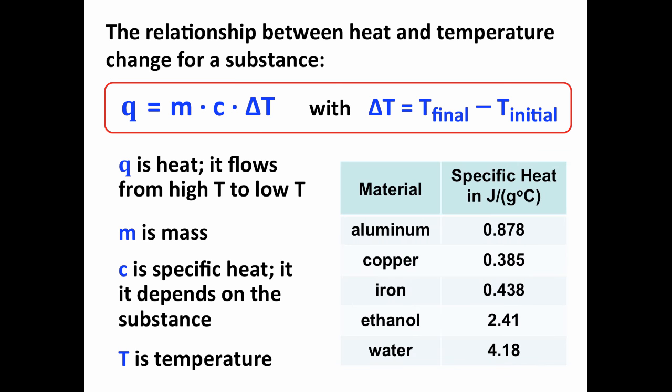Here are some values of specific heat for a small selection of substances, 3 metals and 2 liquids at room temperature. Specific heat is measured in units of joules per gram degree Celsius. J, capital J, is the symbol for the energy unit joule, which is what we will most commonly use, and then it's per mass and per temperature change.